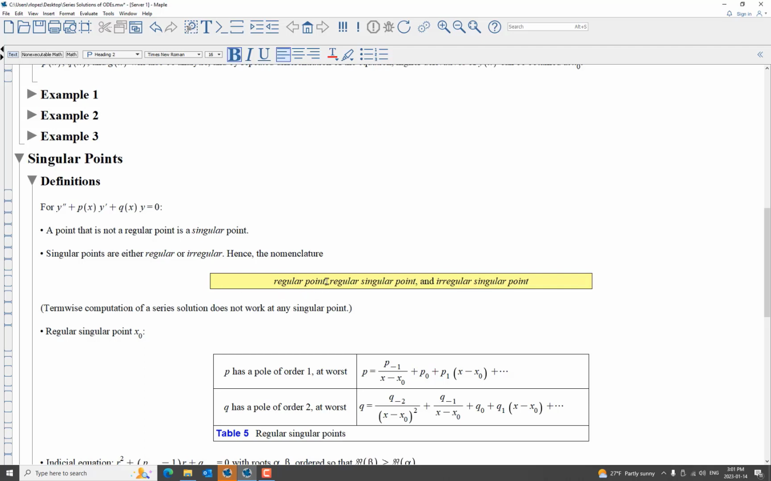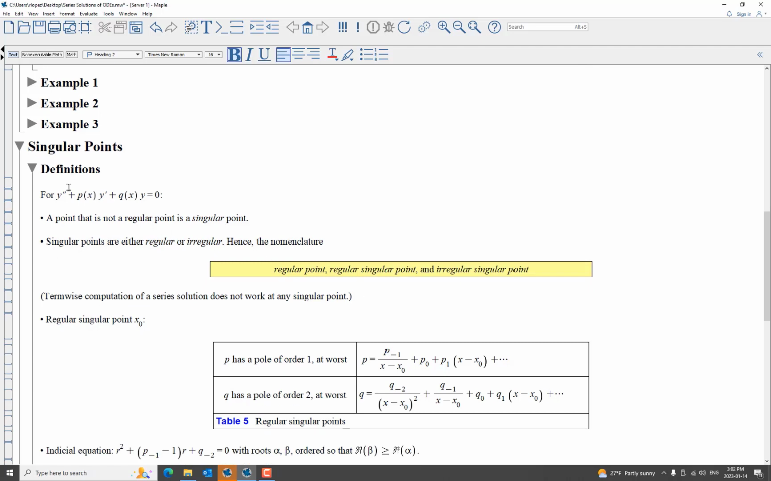And you have the nomenclature regular point, which is what we just looked at. Then you have a regular singular point, and then irregular singular point. It's not the most straightforward terminology, but that's what we're stuck with. Okay, and what we are going to look at is the regular singular point. They are singular points that aren't so bad. The irregular singular points, the solutions behave very strangely, and we're not going to look at that. We're just going to look at this regular singular point.